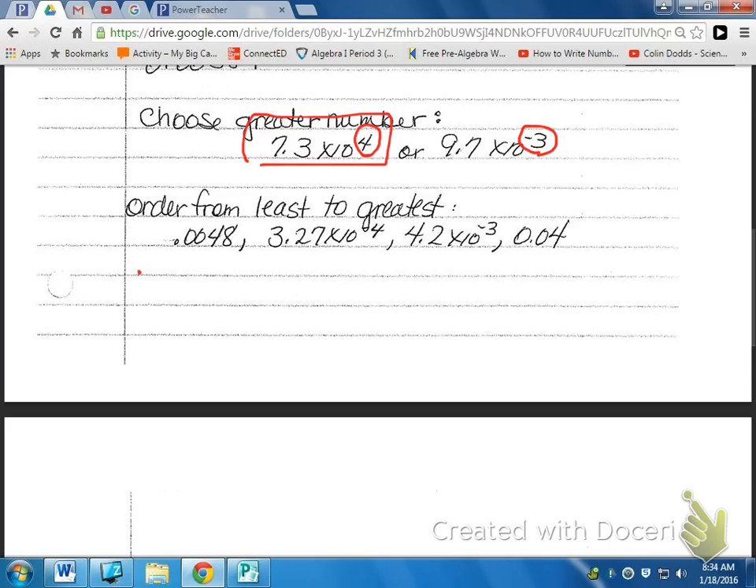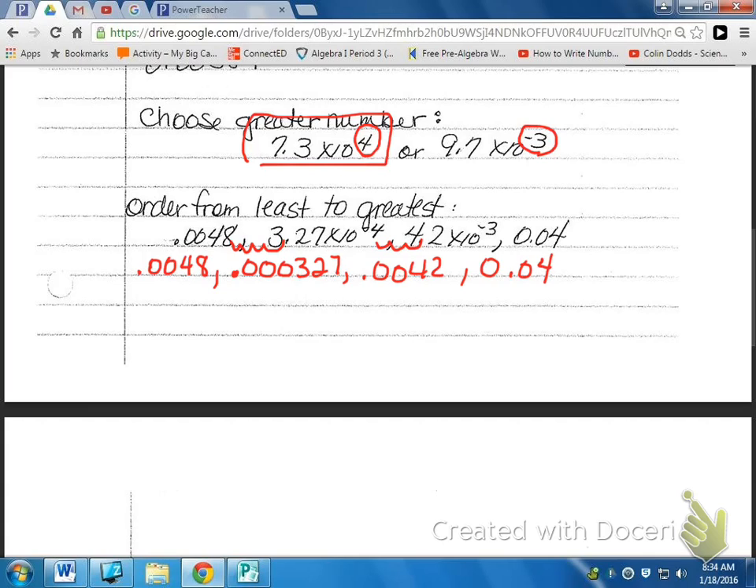So this one's 0.0048. The 3.27 times 10 to the negative 4: the negative is going to make it move 1, 2, 3, 4 places over like that. So 0.0000327. And then 4.2 times 10 to the negative third is going to move that over 1, 2, 3. So 0.0042. The last one, 0.04.